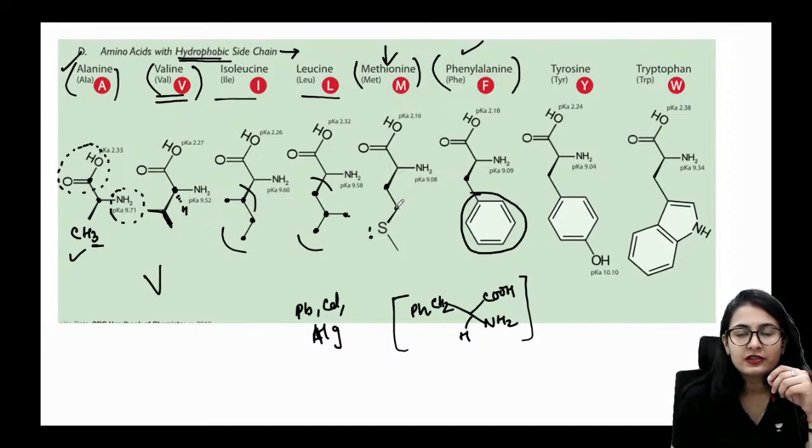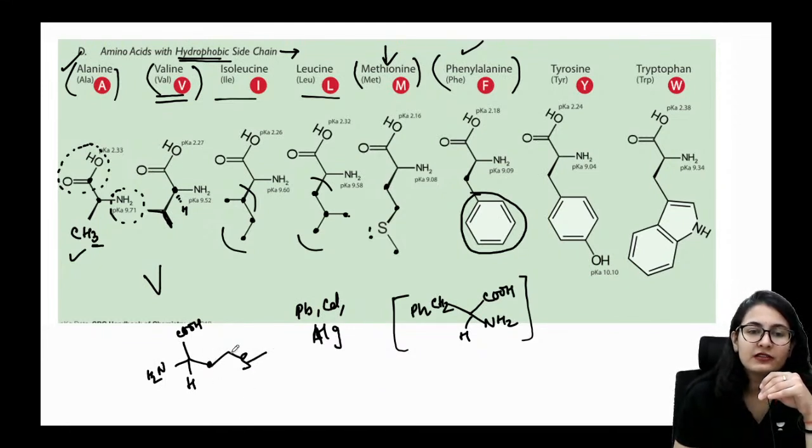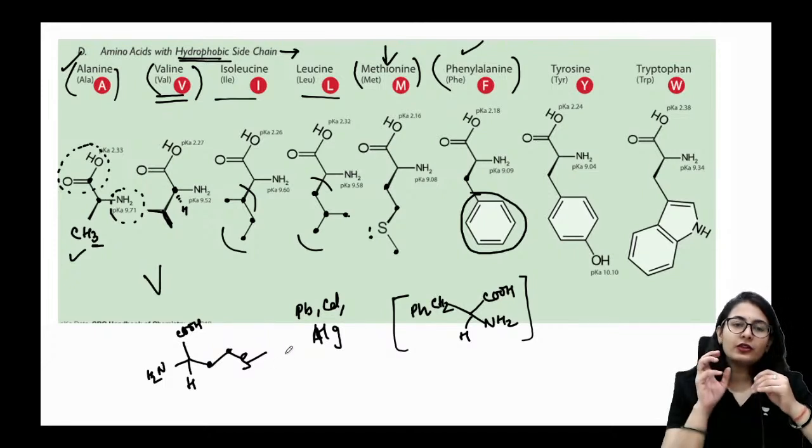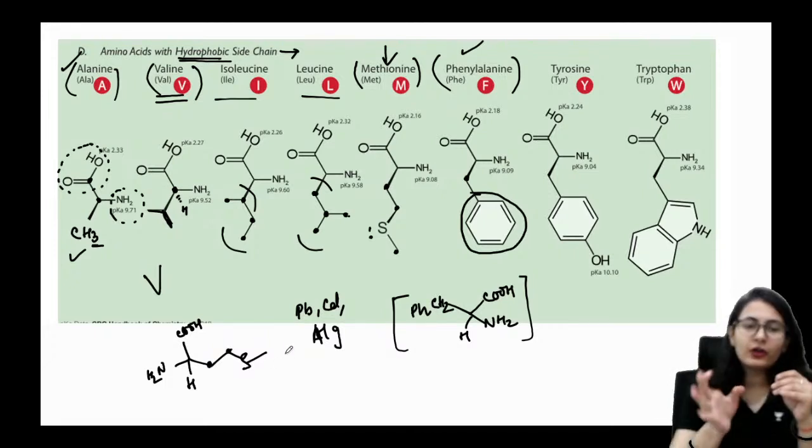CH2, CH2, SCH3. Okay, very simple it is. ये बनाओ carboxylic acid, NH2 बना दो. एक हाइड्रोजन है ही, दो CH2, SCH3. All right, just remember these two carbons. Either you have one carbon in between or you have two carbons.